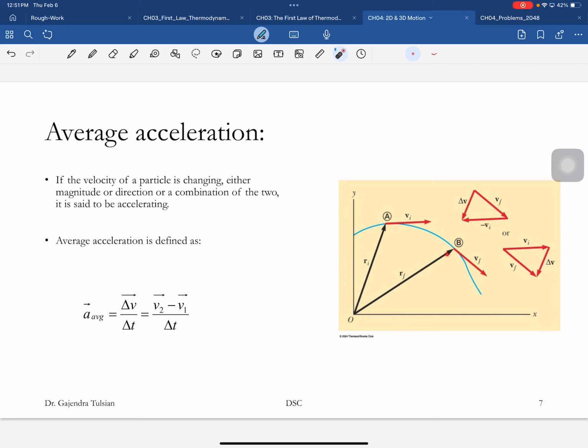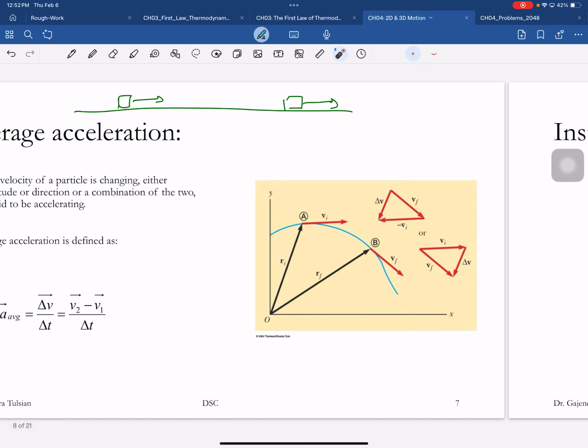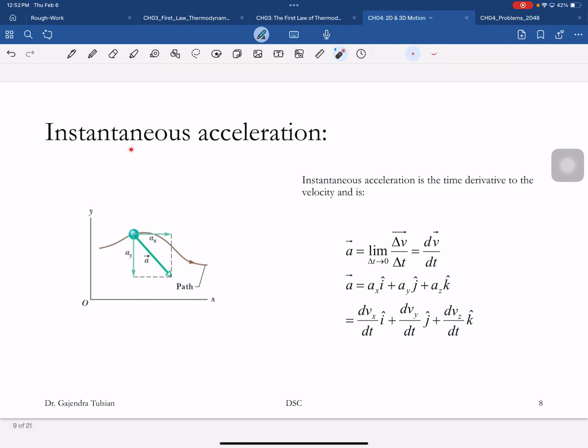So for instance, if you're going on a curved path, the velocity is tangent to the path. Even if your speed is not changing, the direction of the velocity vector is changing, so you're accelerating. Now, on a straight path, if your speed doesn't change, the direction is not changing and you're not accelerating. You're accelerating anytime your velocity changes, and that's how average acceleration is defined. We, of course, are interested in instantaneous acceleration.